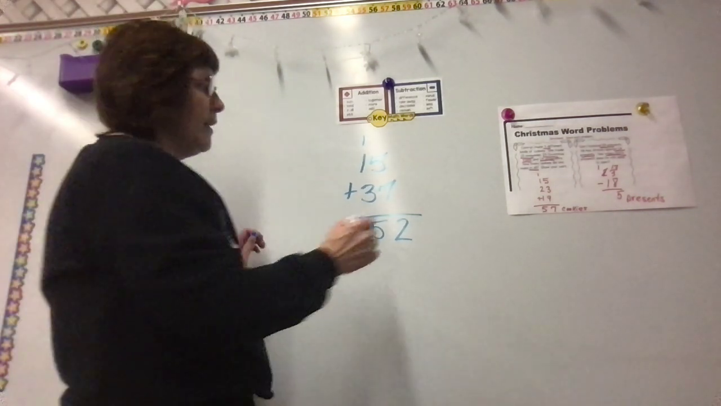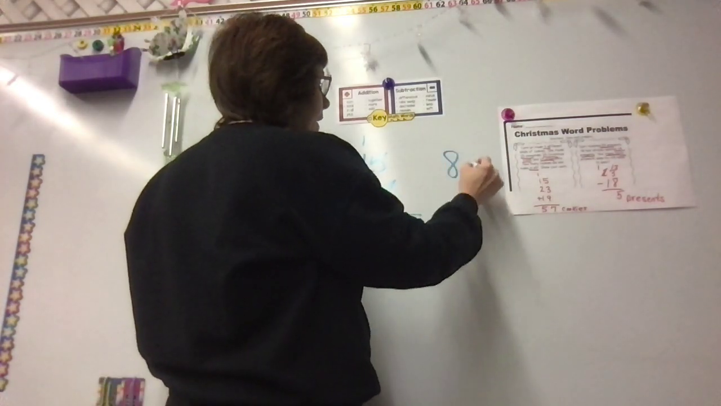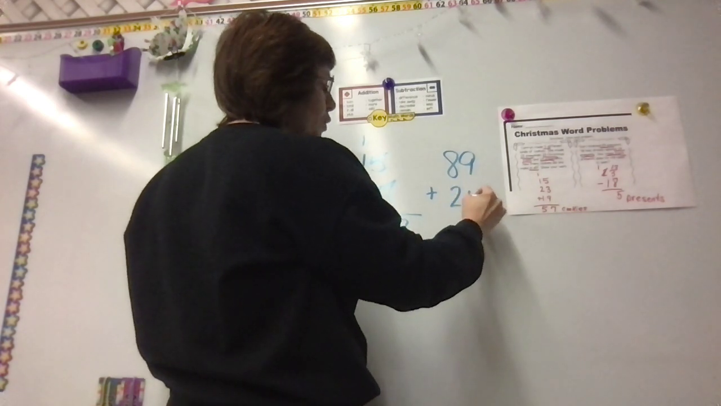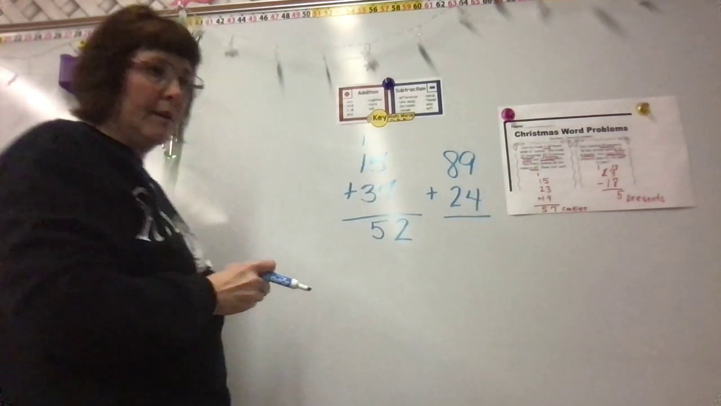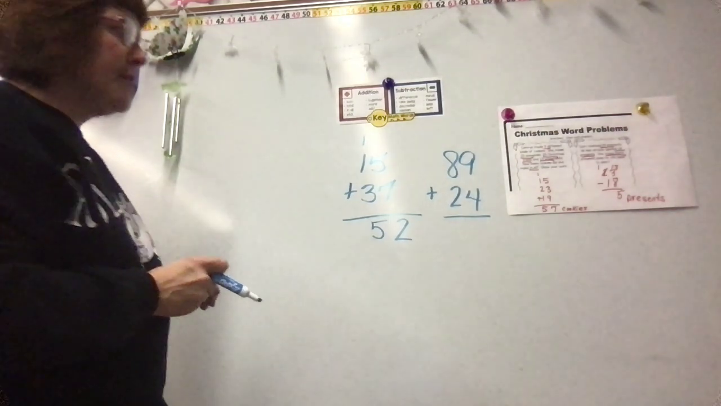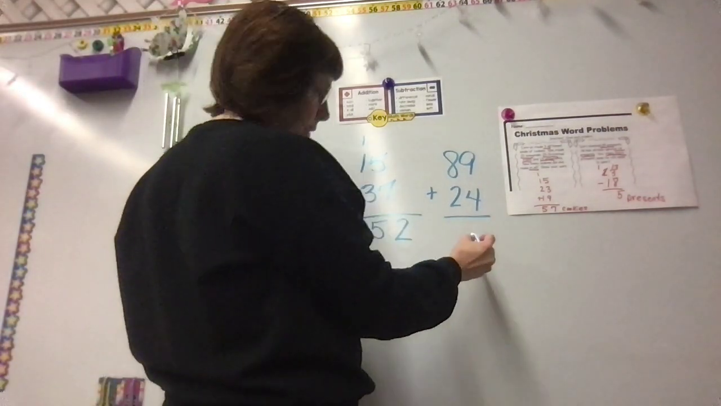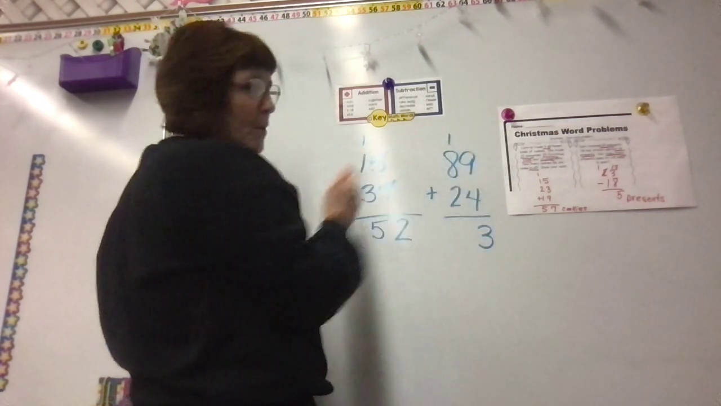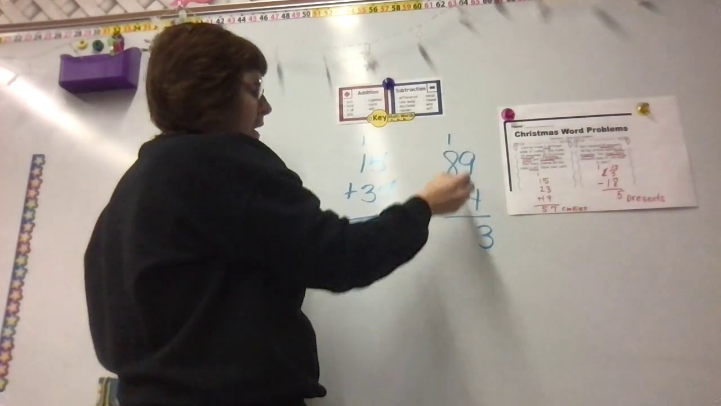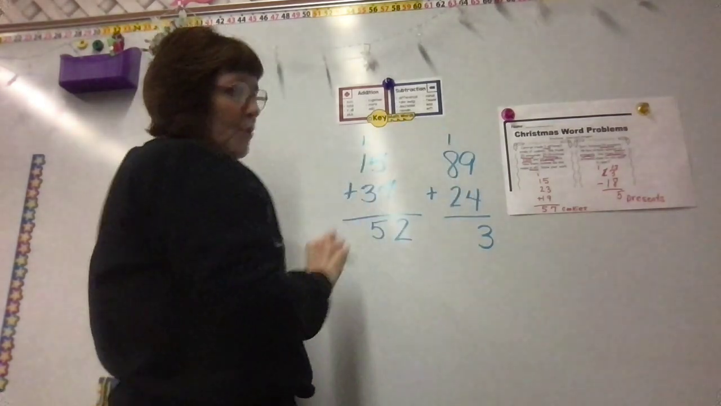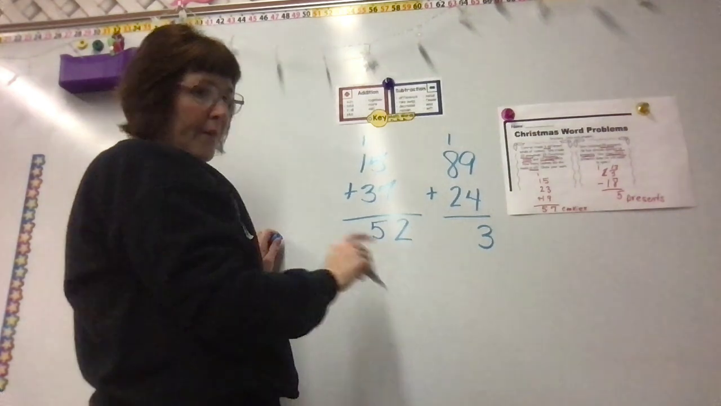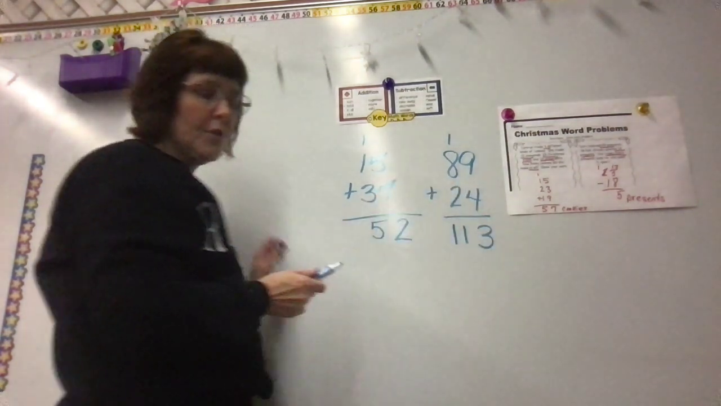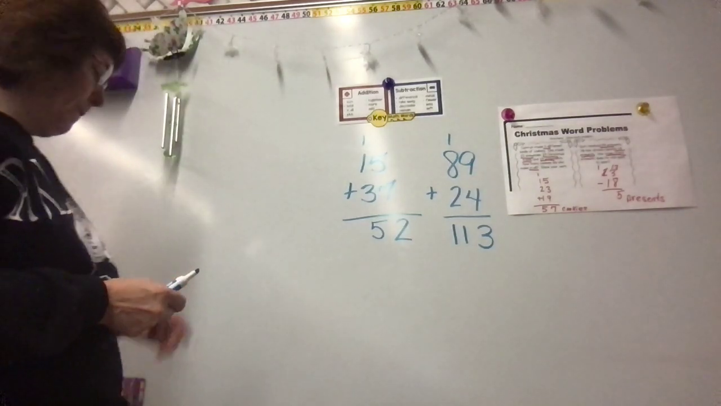I'm going to do one more. Let's say I have 89, and I'm going to add 24 to that. Okay? I'm going to add 9 plus 4, give me 13. I'm going to write my 3 in my ones column, carry my 1 to my tens column. 8 plus 2 is 10, plus 1 more is 11. Now, because I don't have any more columns to go to, I just need to bring that straight down. So my answer there is 113.